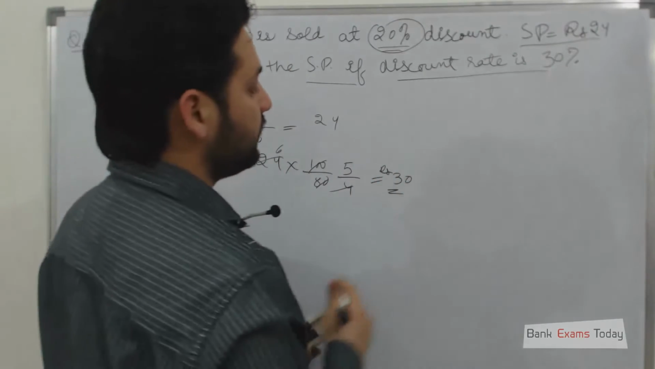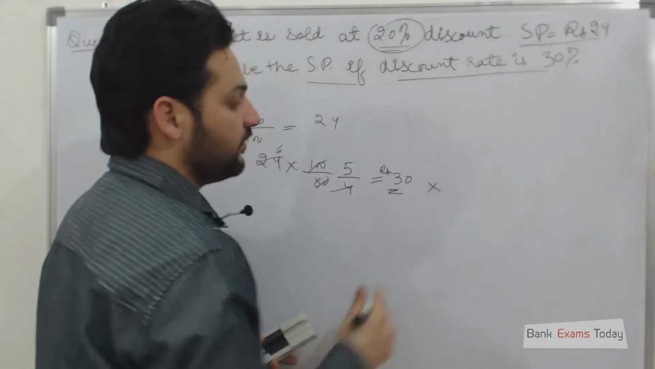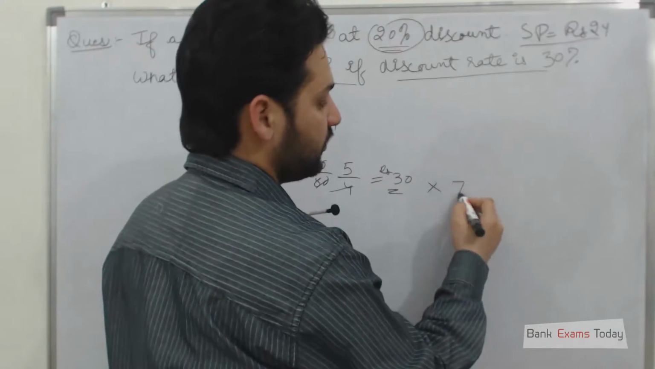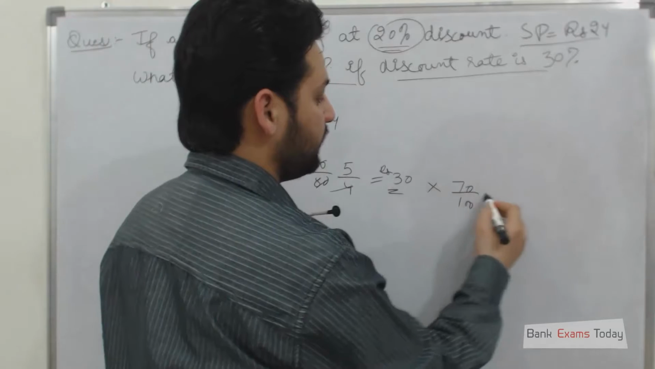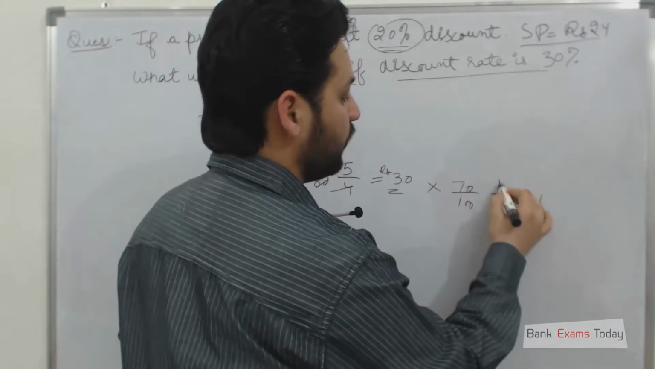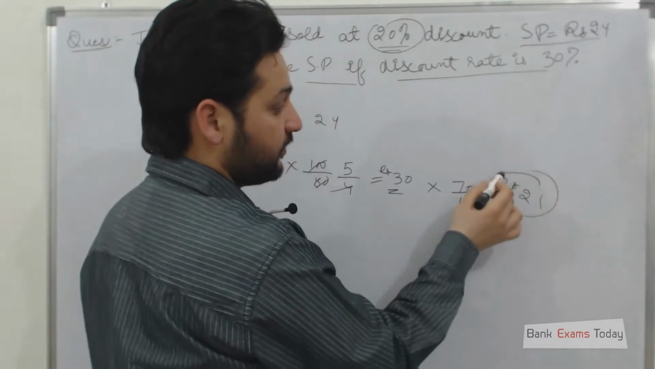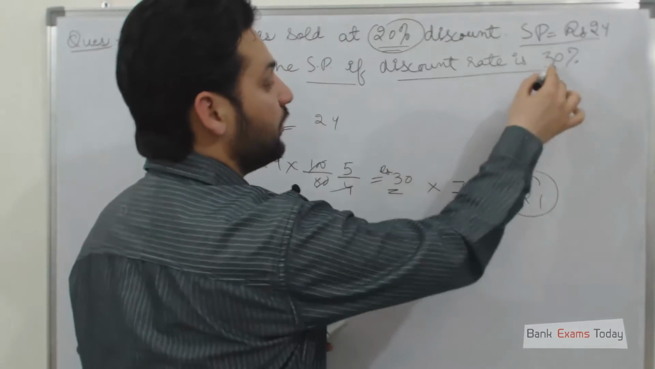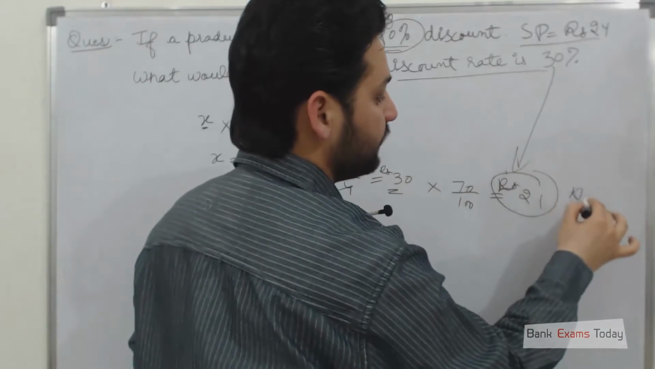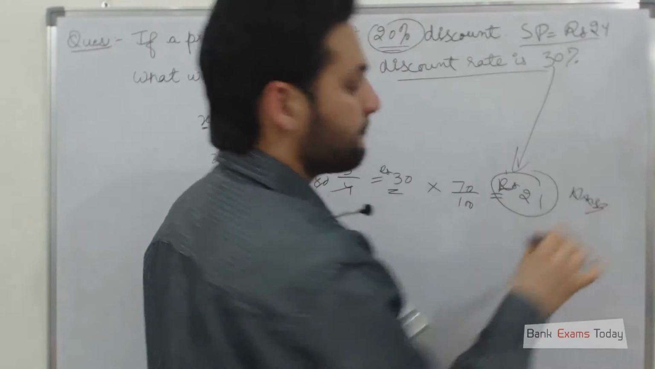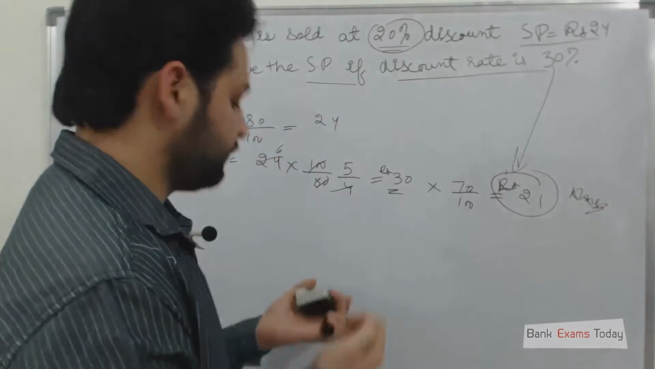So if the discount rate is 30%, the final sales price would be 70% of the list price. It will be rupees 21. So rupees 21 will be our answer. This is the selling price if the discount rate is 30%. So it was a very simple question.